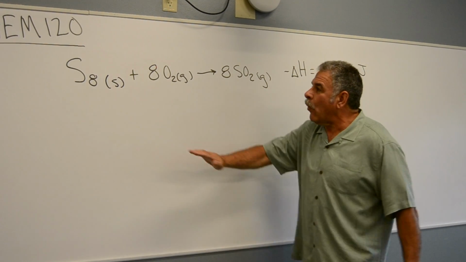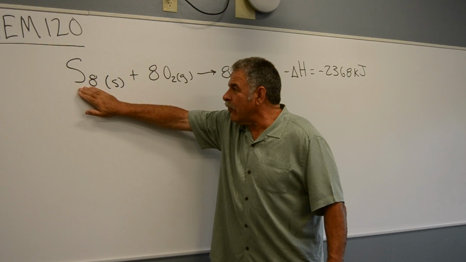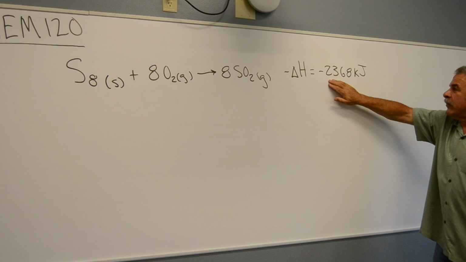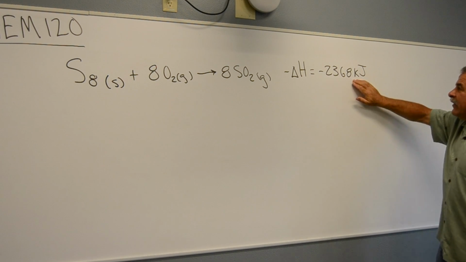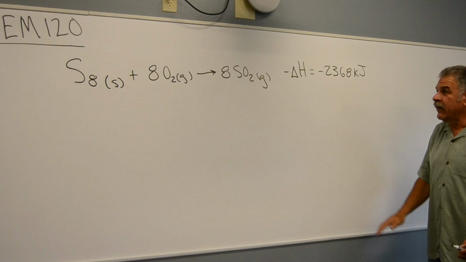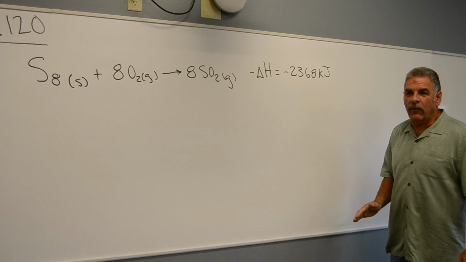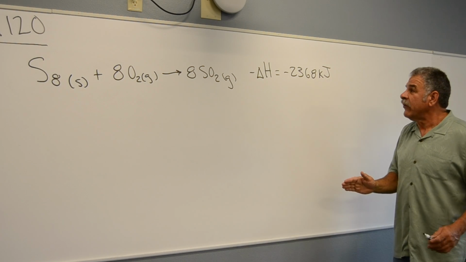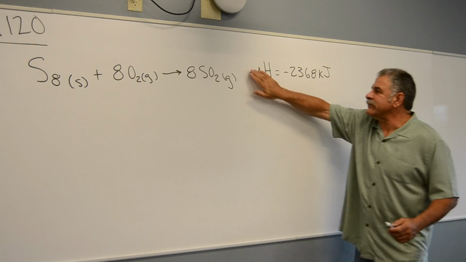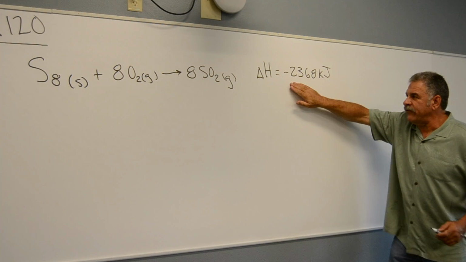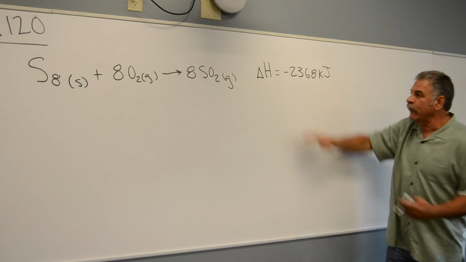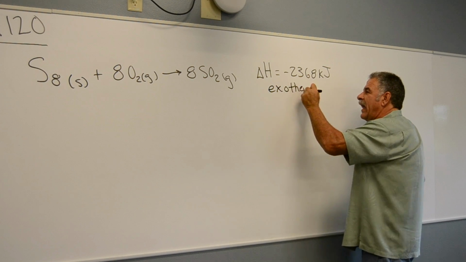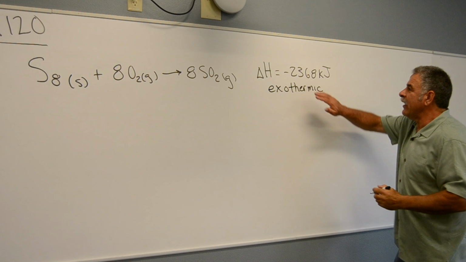So for every 1 mole of S8 we use in this reaction, we burn up 2,368 kilojoules of energy. Delta H, change in enthalpy, which is a change in energy. We recognize the units kilojoules as energy change. So it's a negative energy change, therefore it's an exothermic reaction. Whenever you see a negative delta H in kilojoules, it means it's exothermic.